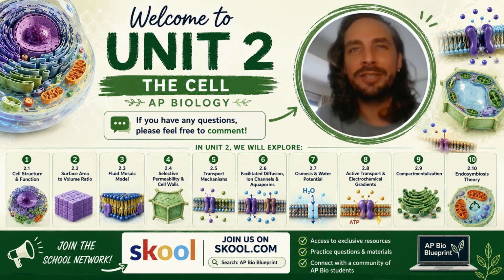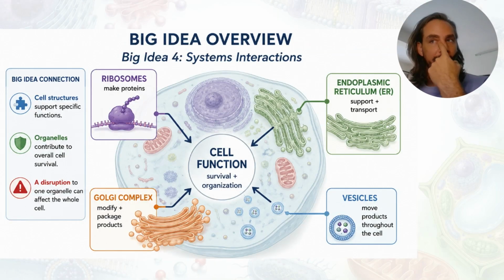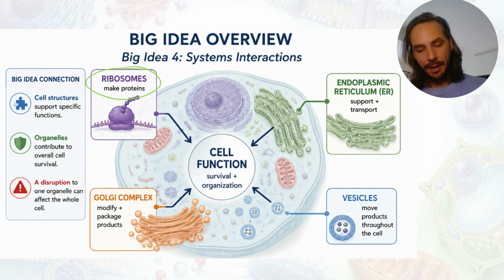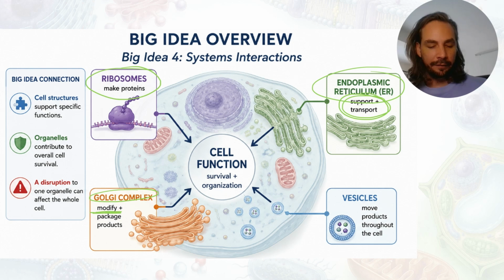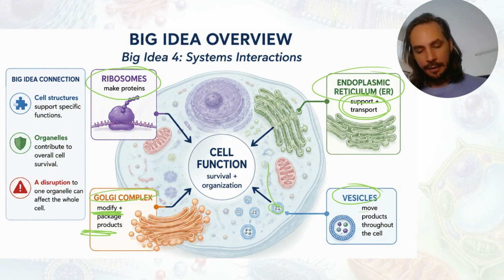Now, the big idea here is that ribosomes, remember, make proteins, and the endoplasmic reticulum is there for support and transport. The Golgi complex is to modify and package these products, and we package these products into things called vesicles because vesicles move these products all over the cell where they are supposed to be.